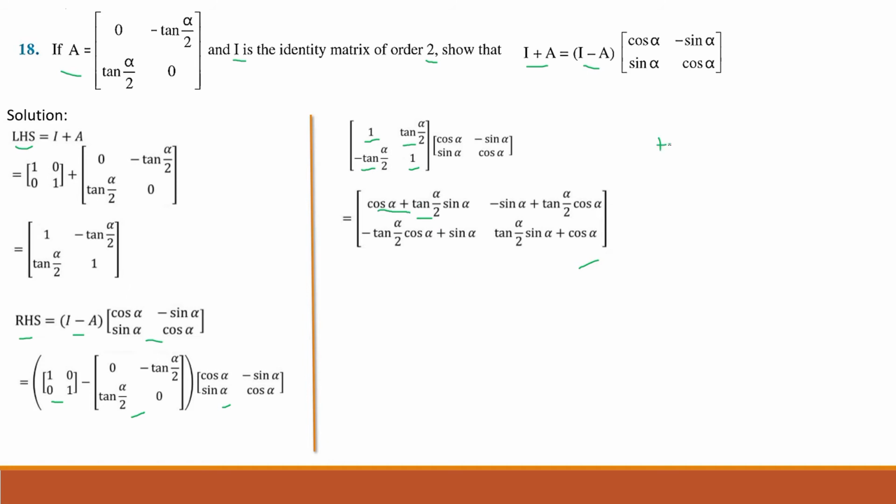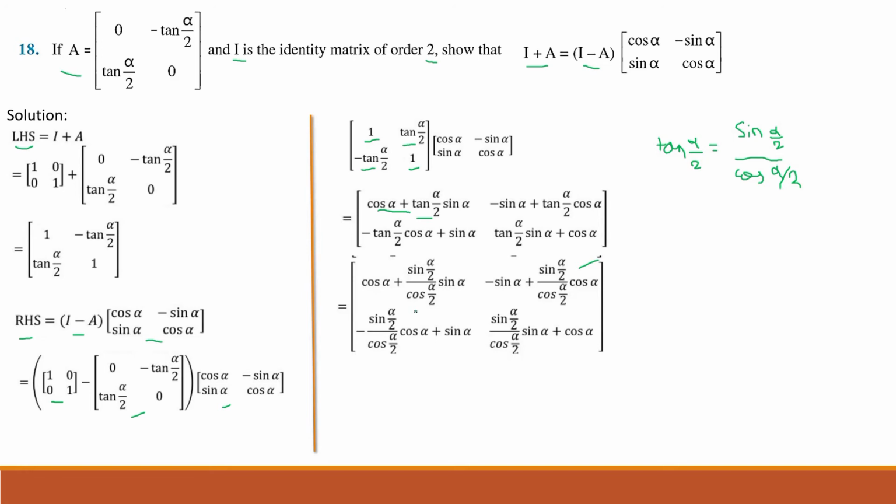अभी जितने भी tan alpha by 2 वाले टर्म्स है, we can write tan alpha by 2 as sin alpha by 2 upon cos alpha by 2 because we know that tan theta is equals to sin theta upon cos theta. Now writing all these tan alpha by 2 वाले sums with sin alpha by 2 and cos alpha by 2, it will be like this. Now we can simply cross multiply this. cos alpha by 2 यहाँ पे मल्टीप्लाई होगा और सारे एलिमेंट्स में ऐसे ही होगा, cos alpha by 2 will be cross multiplied. So after cross multiplying the matrix looks like this.